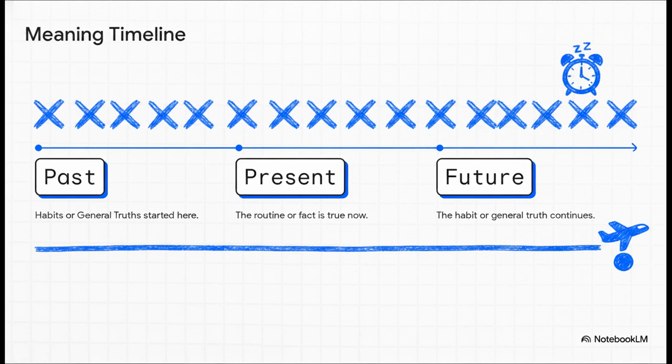You ask them, does she wake up at 5 a.m. only today or every day? They'll say, every day. So you draw repeated X marks across a past to future timeline to cement the idea of a habit. Then you ask, is the airline rule true only sometimes or always? They realize it's a permanent fact, which you then represent with a straight, unbroken line. It visually cements the difference between a daily habit and a general truth. It's like a giant light bulb goes off for them.